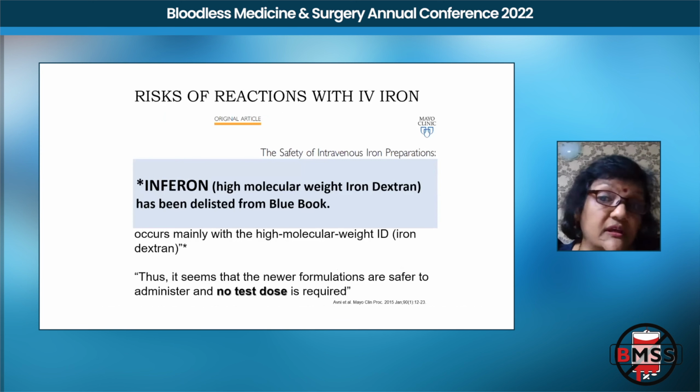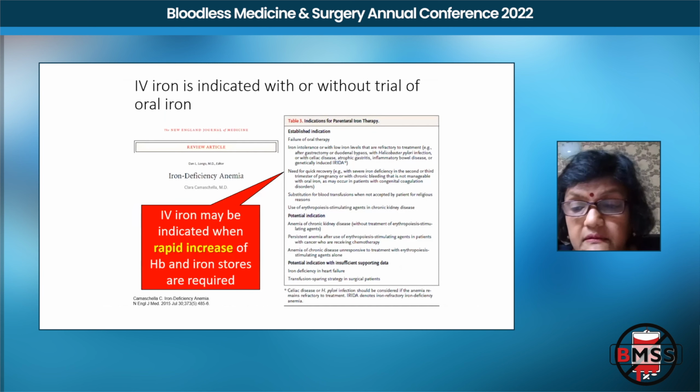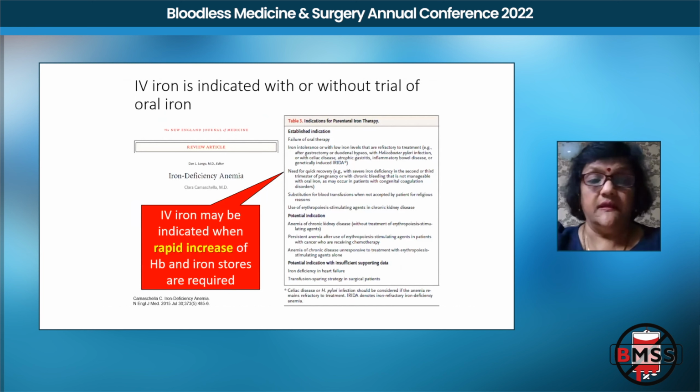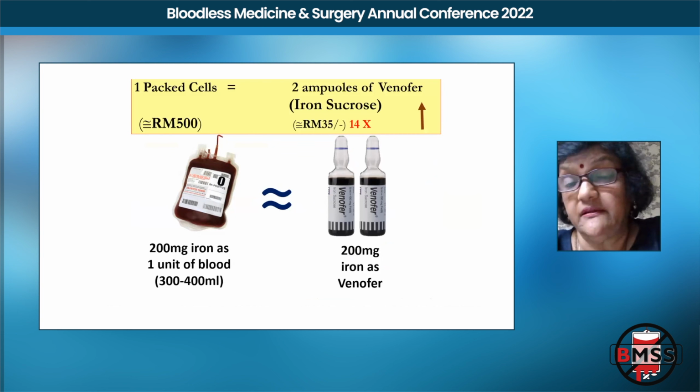Previously, high molecular weight iron dextran was taken off from our formulary, but now with the new dextran available in Cosmofer, it is in, and we are already using it. So IV iron may be indicated when there is a need for rapid increase of hemoglobin and iron stores are required. And in Malaysia, when we compare the price of one pack of cells, which is about 500 ringgit, with two ampules of Venofer, which contain 200 milligram of iron, we are actually paying 14 times higher for blood than for IV iron.